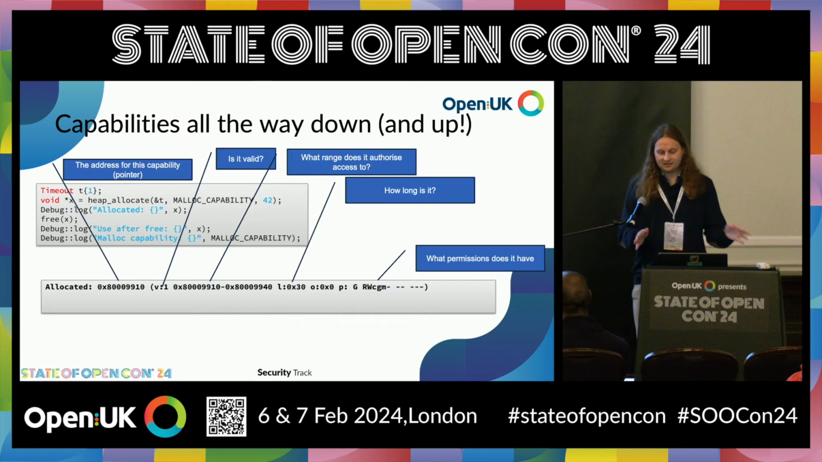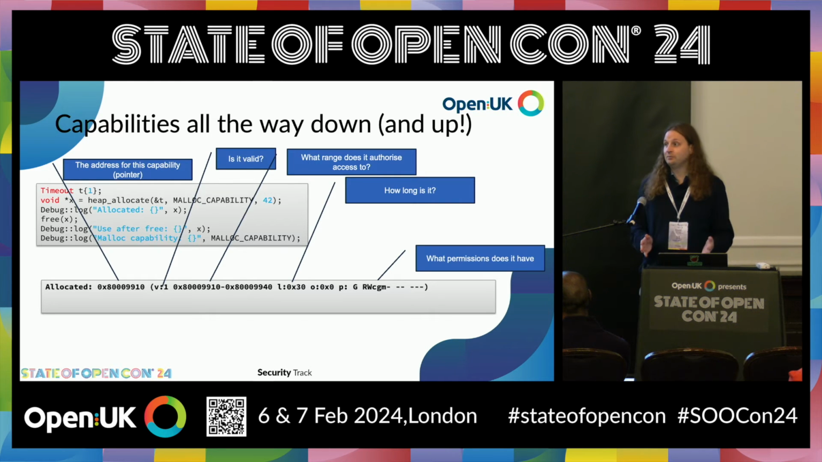So we print these in groups with uppercase letters for the higher order ones and lowercase letters for derived permissions. Here, G means it's global, and that means you can store this anywhere. If you remove that permission, you can only store it on your stack. And so you can use this to enforce cross-compartment stack temporal safety or scope delegation, where you say, I'm going to hand you a pointer, you can access this object, but only for the duration of this call. And when you return, you know that that hasn't been captured.